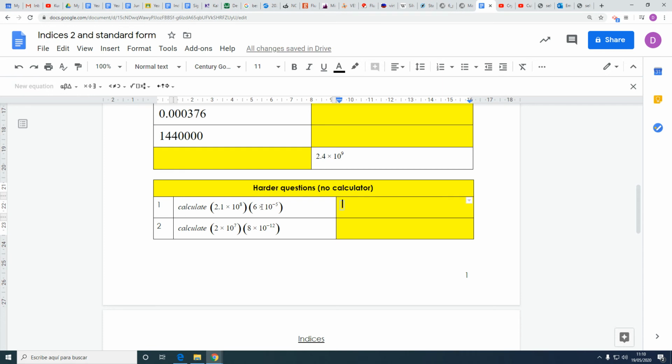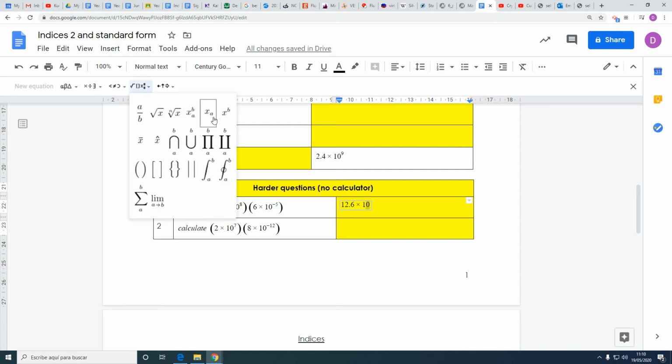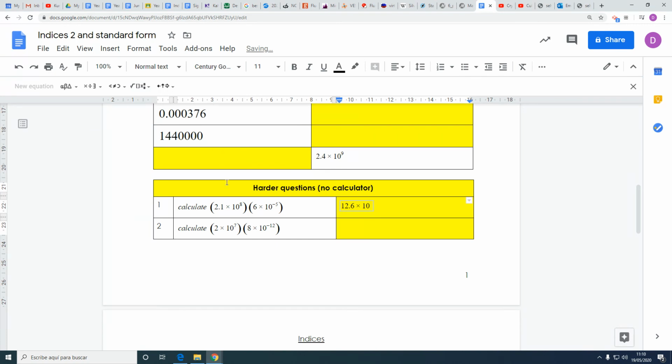2.1 times 6, what's that? 12.6. Remember, no calculator. 2.1 times 6 is 12.6. And then we think about these powers of 10. That's 10 to the plus 8, and that's 10 to the minus 5. So when we put that together, we've got a plus 8 minus 5, so it's going to be 3.